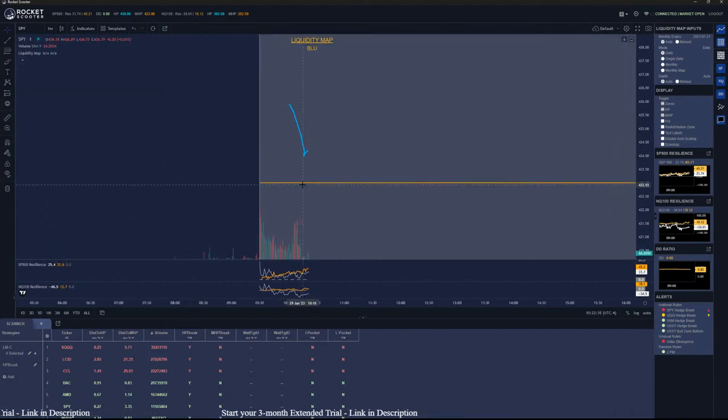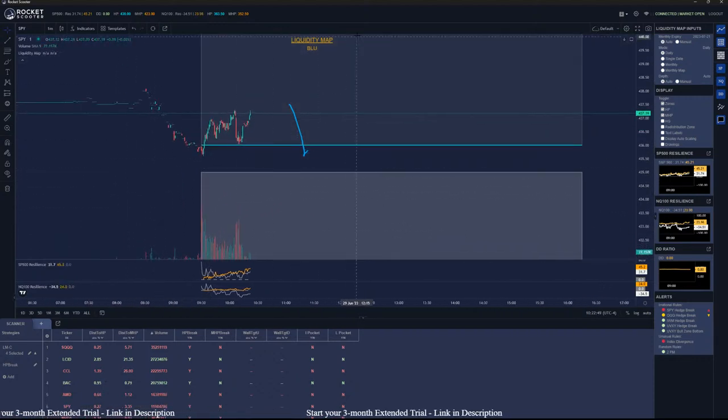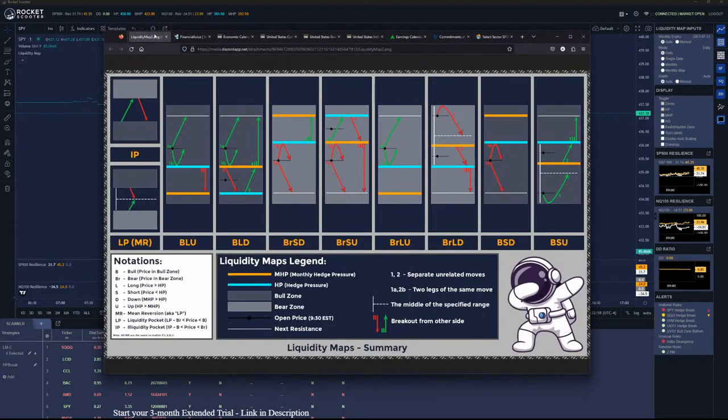I only short against monthly hedge pressure when we open below it. When the market's getting negative gamma on the monthly side, I short. I never short, period, unless the structure's there. So not only am I not trying to short the market for it to fall like an idiot against all this bullish data, but I also don't take any of these red legs either. And that's how we apply it to trading. Not only because I only take these legs here.